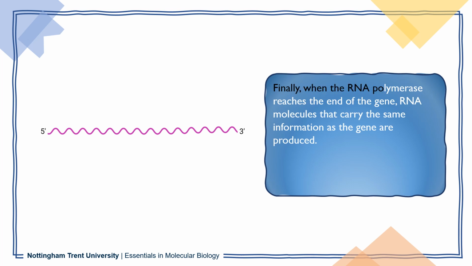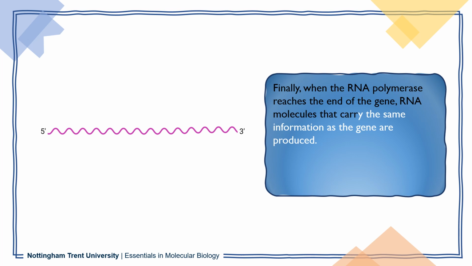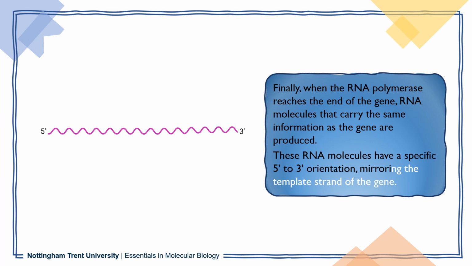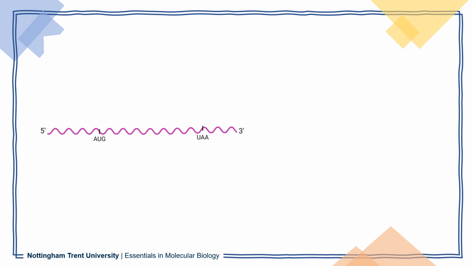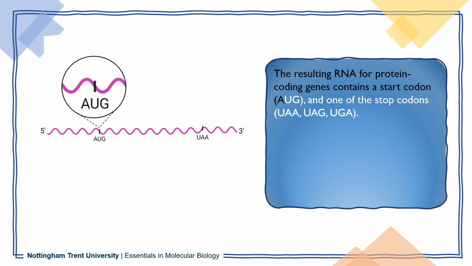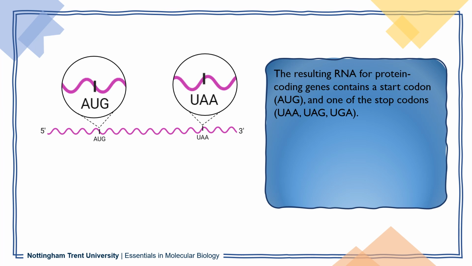Finally, when the RNA polymerase reaches the end of the gene, RNA molecules that carry the same information as the gene are produced. These RNA molecules have a specific 5' to 3' orientation, mirroring the template strand of the gene. The resulting RNA for protein-coding genes contains a start codon, AUG, and one of the stop codons, UAA, UAG, UGA.